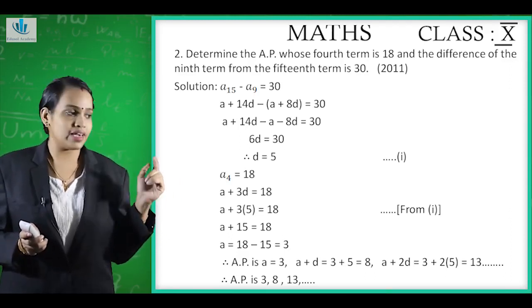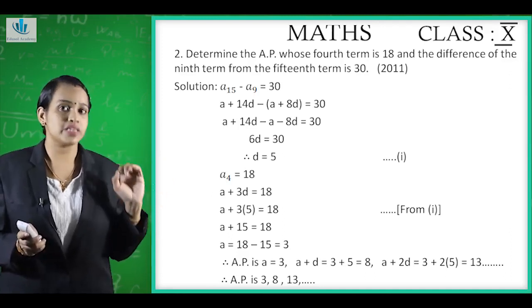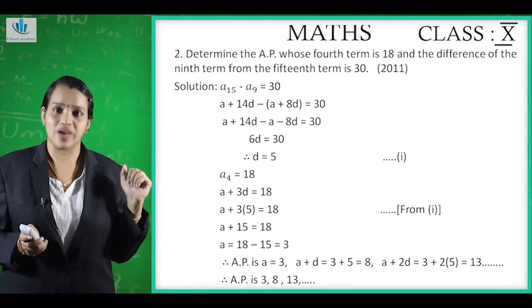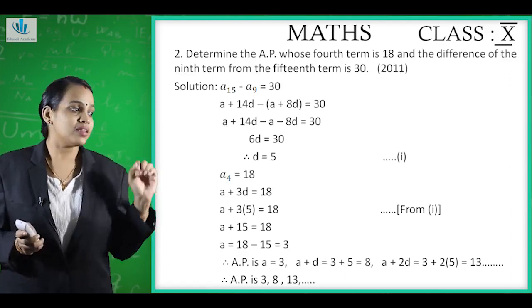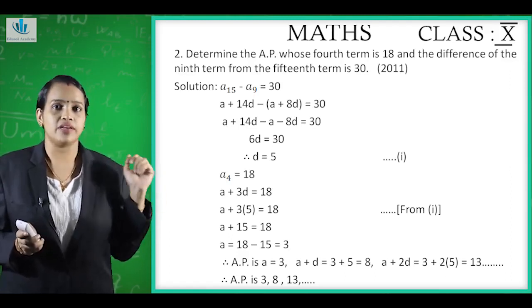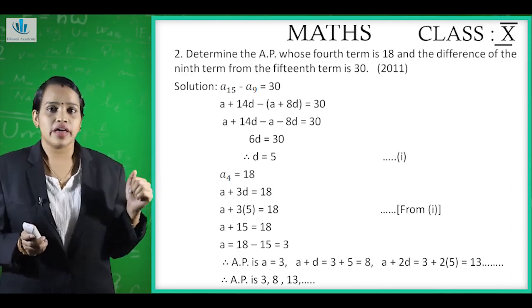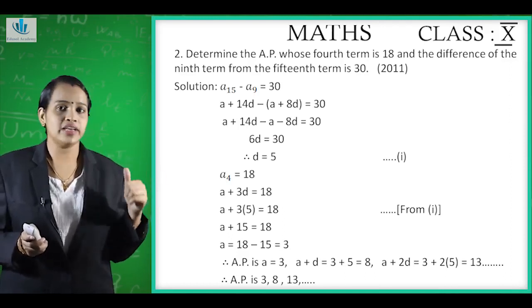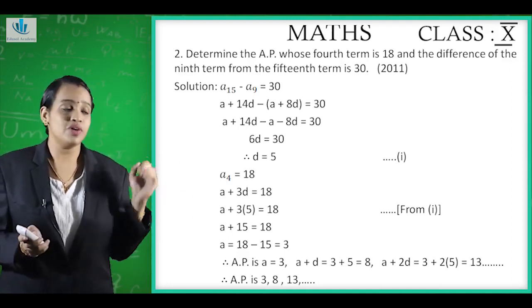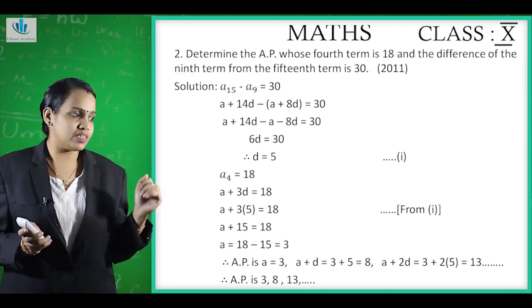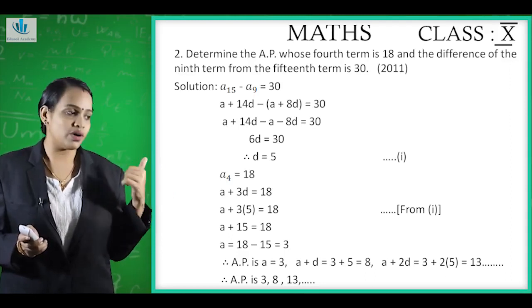Now, a4 is equal to 18. It is given in the question. Therefore, a4 becomes a plus 3d is equal to 18. And you know d is equal to 5. So, a plus 3 into 5 is equal to 18. We got d from equation 1. a plus 15 is equal to 18. When we take 15 to the other side, it becomes a equal to 18 minus 15, which is equal to 3.